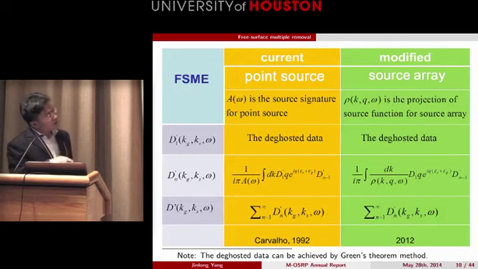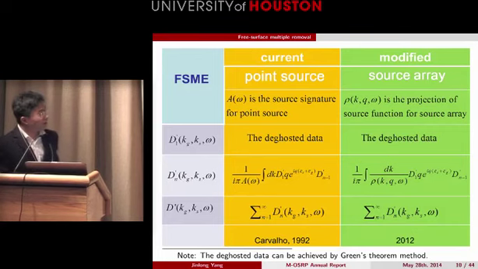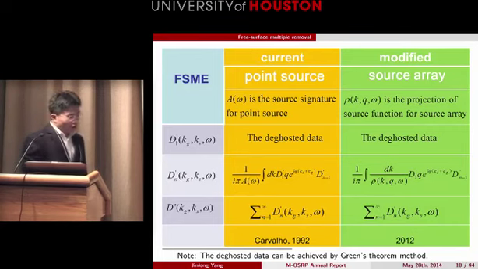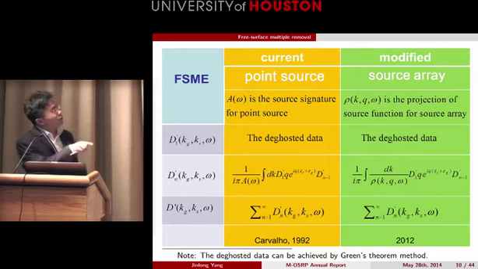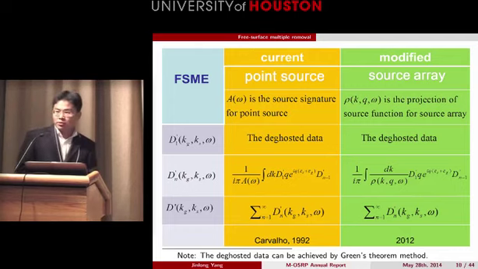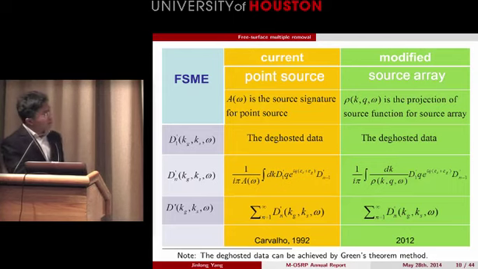The left side is the current algorithm proposed by Dr. Carvalho in 1992. It is designed for the point source. Here A of omega is the source signature for the point source, and we already have the deghosted data and put it into our algorithm. We can predict the free surface multiples order by order, and finally we sum them together to get the free surface multiple data.